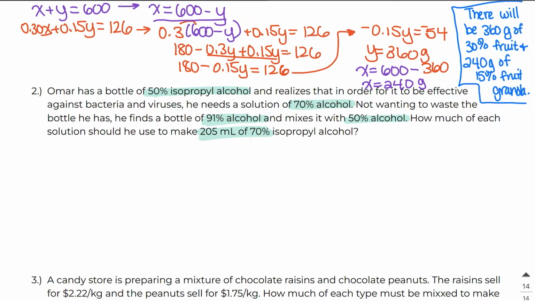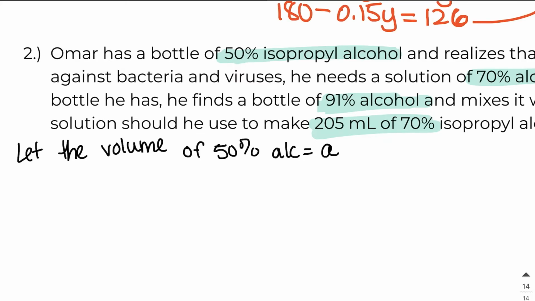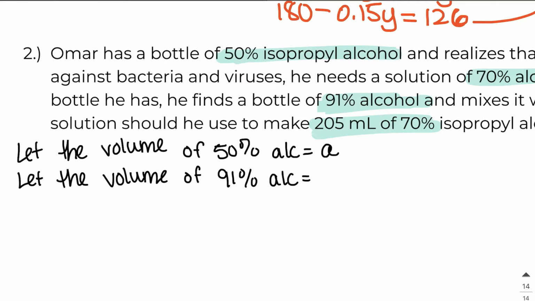So in order to be able to do this, I need to ask myself, what are the things I don't know? Well, I don't know how much of the 50% alcohol I need and how much of the 91% alcohol. So what we're going to do here is we're going to say, let the volume, and again, you probably will want to write small for this question right here, of 50% alcohol, we'll call this A, just to switch it up. And then let the volume of 91% alcohol, we'll call that B, again, just to switch it up a little bit.